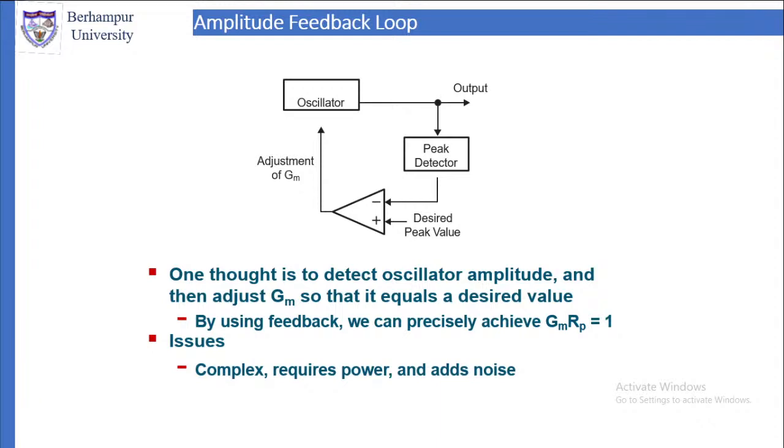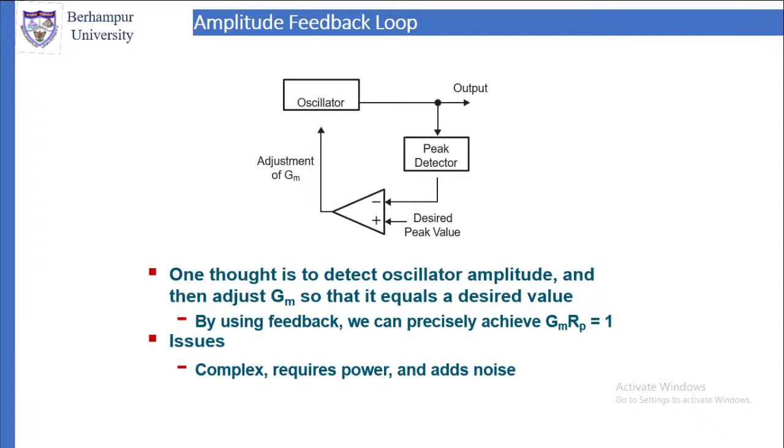We have a peak detector. It detects the peak of the oscillator. When it detects the peak, that is given as the input to the inverting pin of the op-amp. To the positive pin, we give the desired peak value. Whatever peak value we require, the desired peak value will be given to the positive pin. Then the output of the op-amp is the adjustment of Gm.